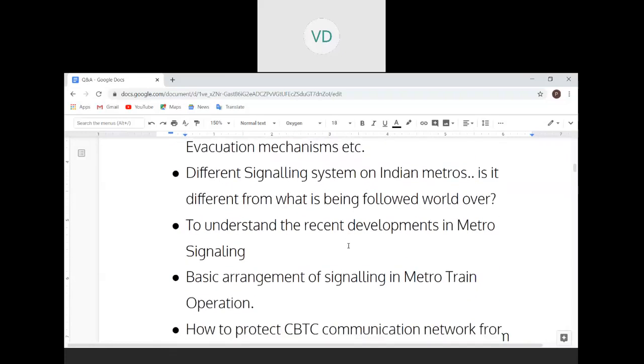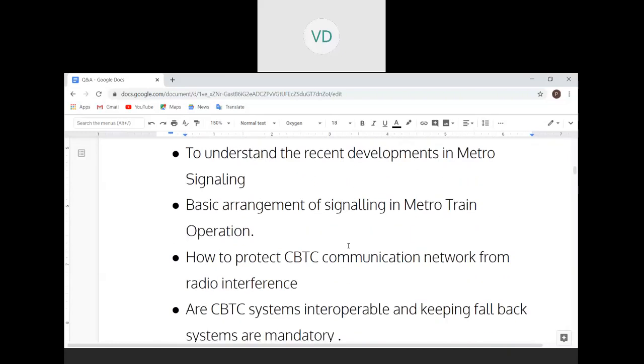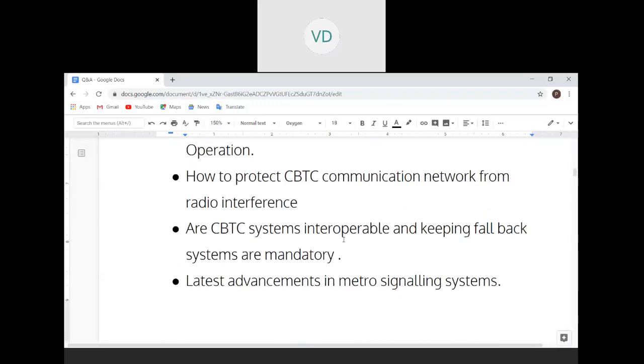Sir, to understand the recent developments in metro signaling, just the basic arrangement of signaling in metro train operation. This is basically anticipation of the participants. Yeah, I know. But this is something you can arrange. You can arrange a separate session on CBTC. Right, sir. If enough audience is there, you can arrange CBTC and we can get some good hand on that. No problem. So one basic can be done now.